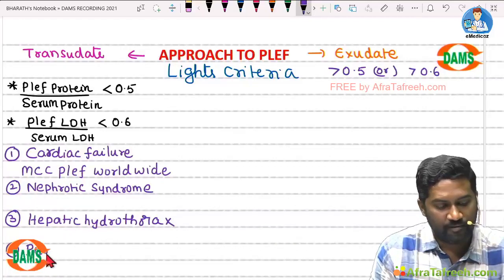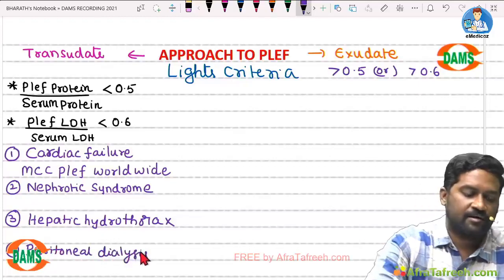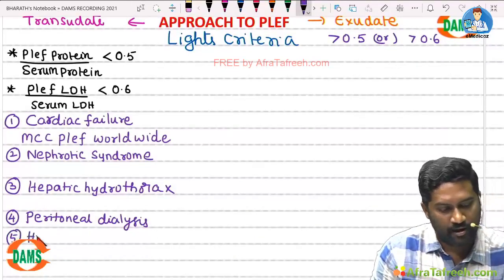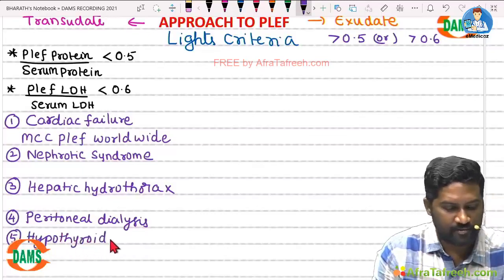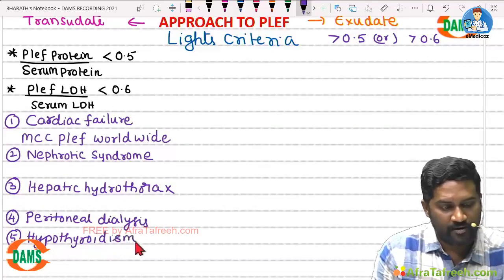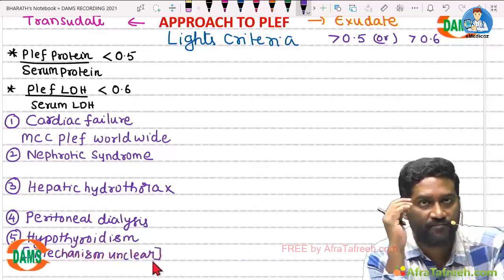Next, we have a procedure called peritoneal dialysis. And finally, hypothyroidism. Hypothyroidism will cause pleural effusion, and the exact mechanism is not known. It causes pleural effusion, but the mechanism is not clear. Now let us discuss the common transudative effusions.